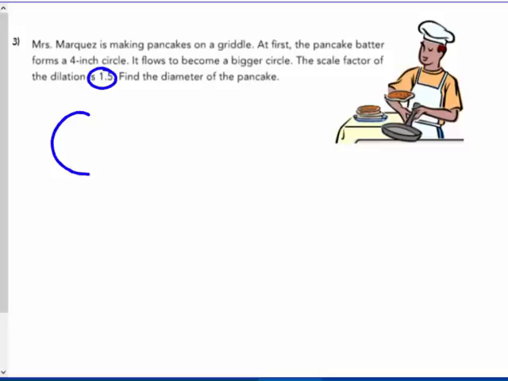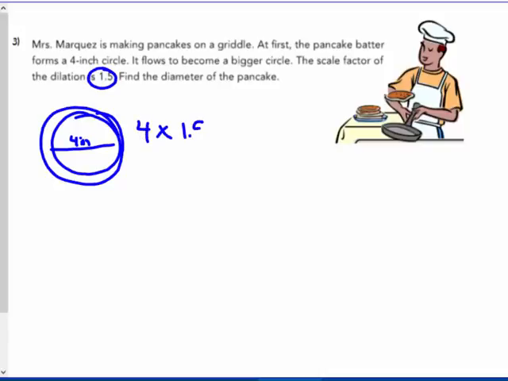So you have your original pancake that's 4 inches, right? And it keeps growing a little bit. You know, the pancake goes out a little bit further. So 4 times 1.5. You know your original and you know your scale factor. You just multiply it. Pretty easy, right? You now have a 6-inch pancake. Put some blueberries in it and I'd like it.